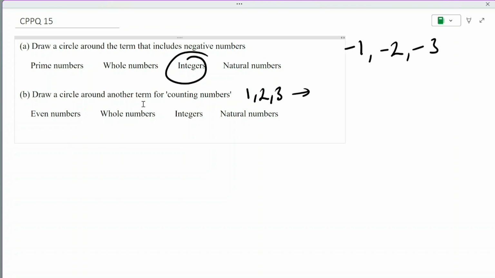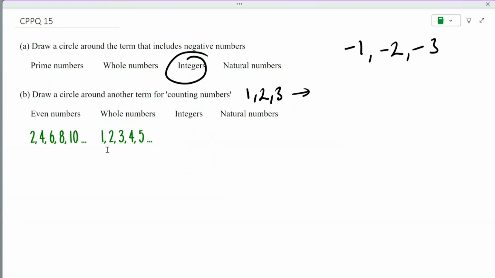So which other term can stand for counting numbers? You have even numbers. Even numbers are 2, 4, 6, 8, 10, and so on. So it doesn't include 1. So even numbers is not another word for counting numbers. Then we have whole numbers. Whole numbers, like we said earlier, start from 1. 1, 2, 3, 4, 5, and so on. It's therefore another term for counting numbers. As you can see, they both have the same values, starting from 1 up to infinity.